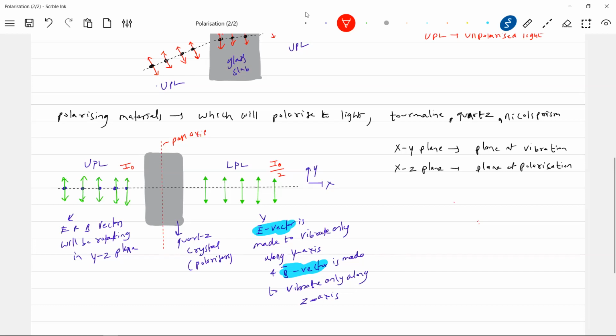Then we have vertical polarization, horizontal polarization. What do you mean by that? It all depends upon how the pass axis is aligned, no? If the pass axis is along the y-axis, I shall say it is vertically polarized, it is made to vibrate only along the y-axis. If the pass axis is along the z-axis, then the E bar vector is made to vibrate only along that. Then it's called horizontally polarized here.